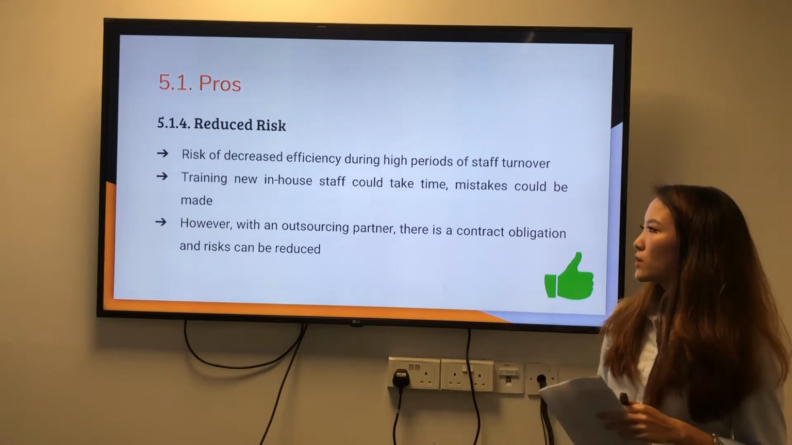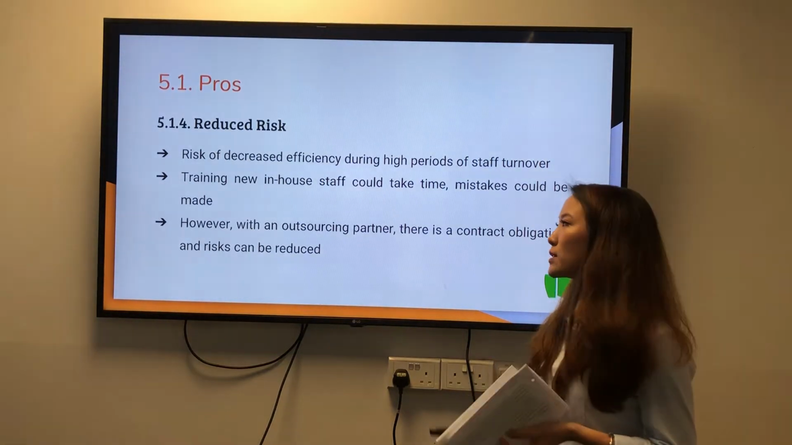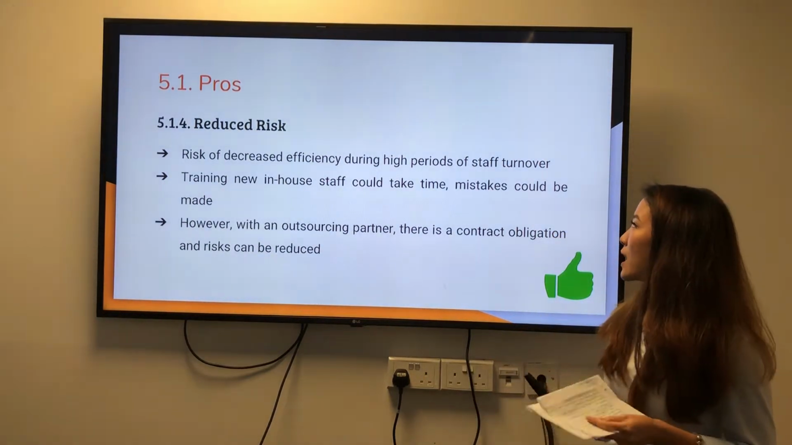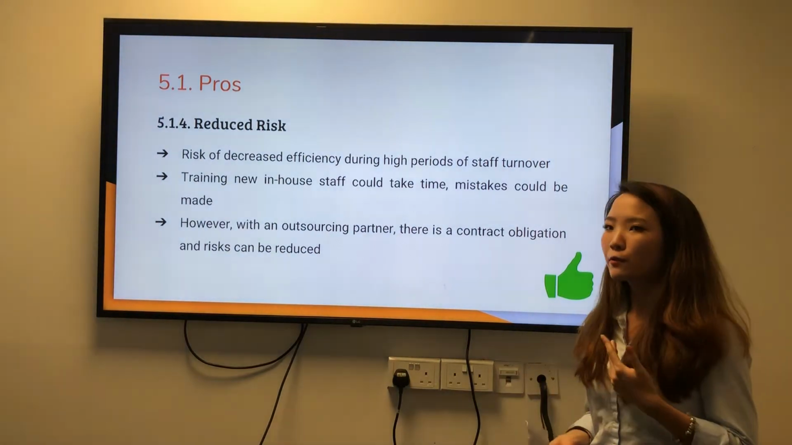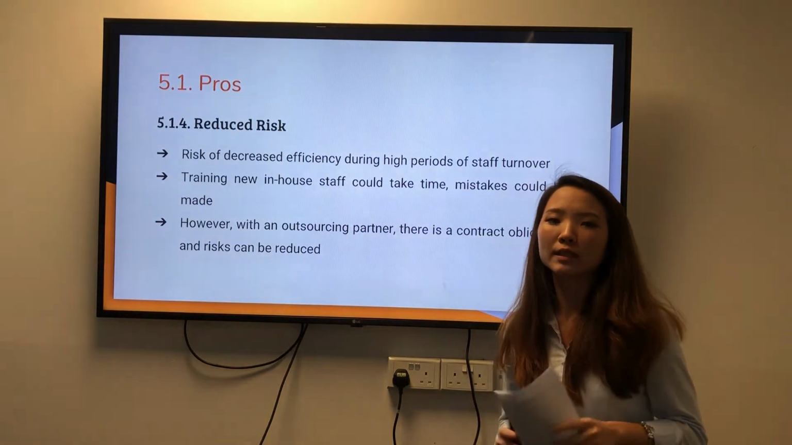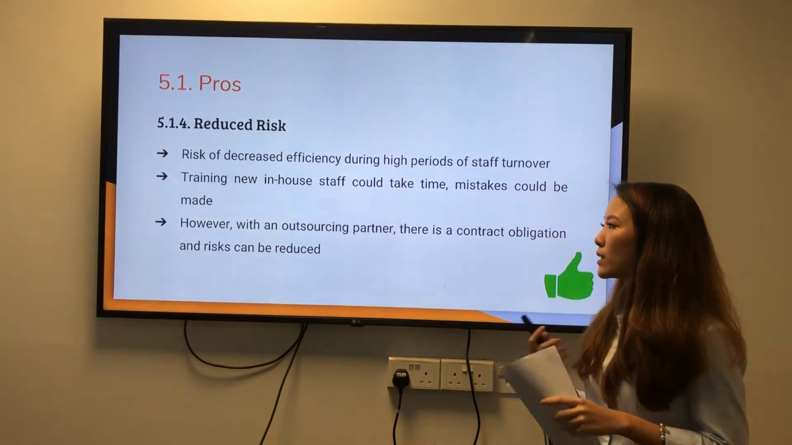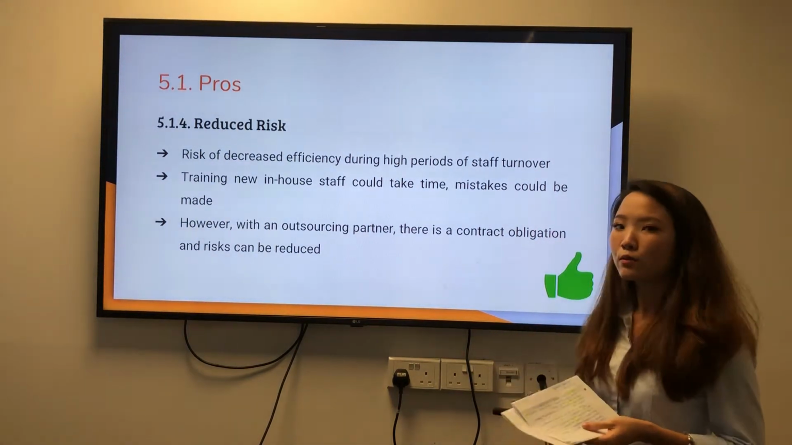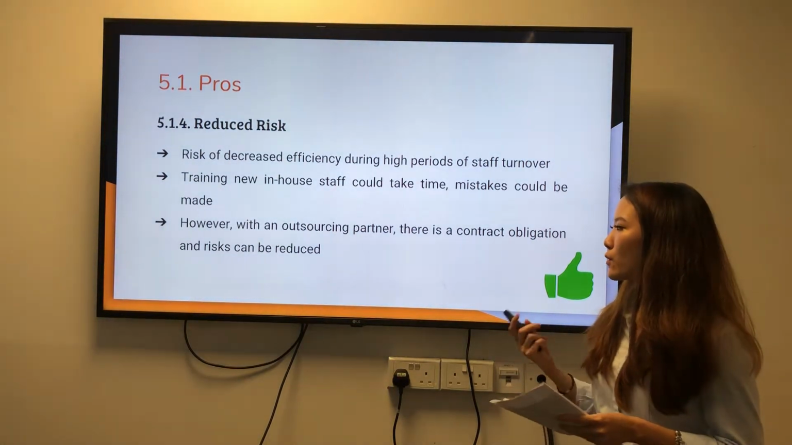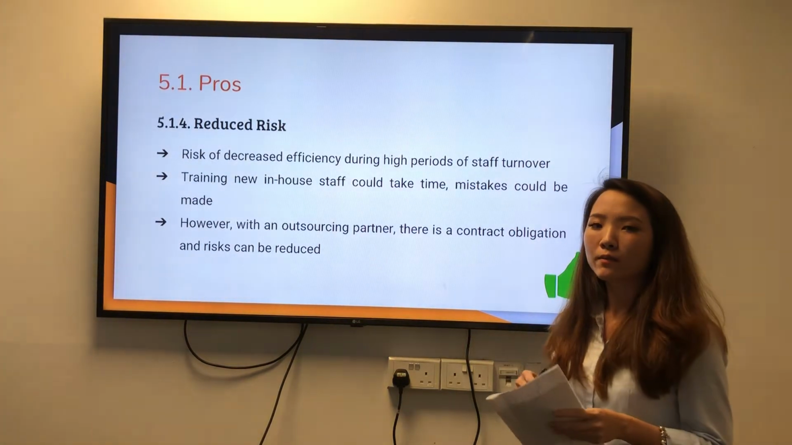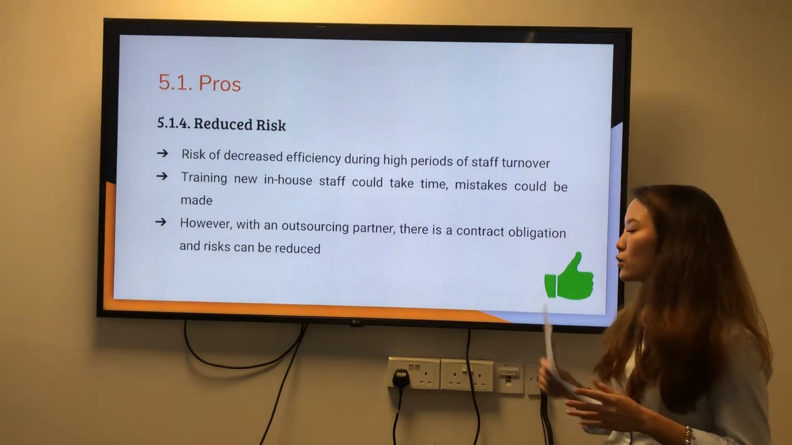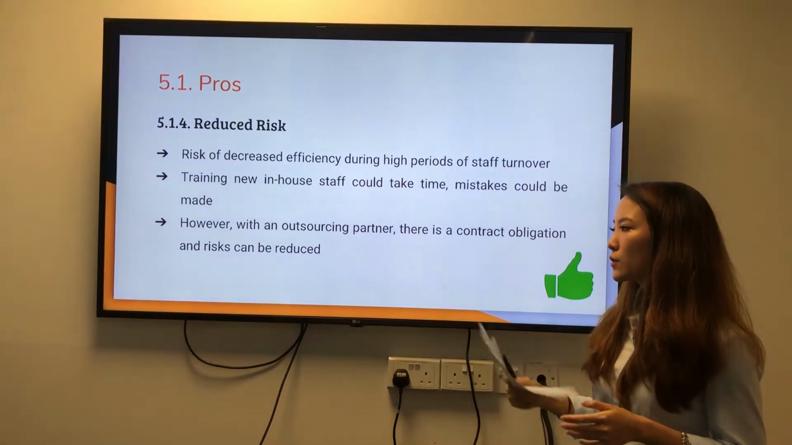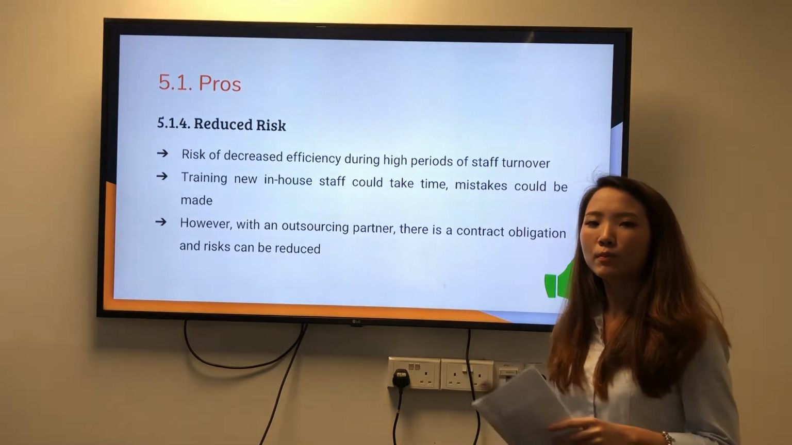So next will be reduced risk. In every business operation, there's always a risk of decreased efficiency during high periods of staff turnover. If several of the in-house staff were to leave at the same time, then it will take some time to train new in-house staff, and in the meantime, mistakes could be made. But with an outsourcing partner, there's a contract obligation and a duration to be obliged to. Therefore, the risk can be reduced and town councils can also plan accordingly.